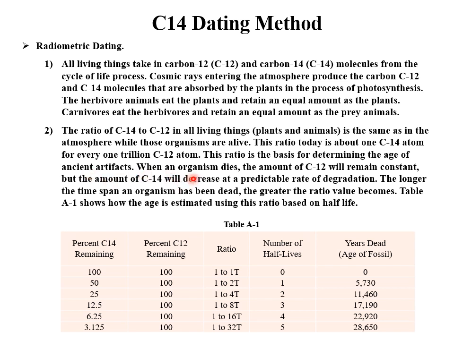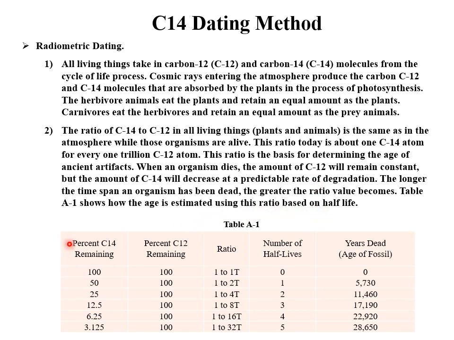When an organism dies, the amount of C12 will remain constant. It's a very stable molecule. But the amount of C14 will decrease at a predictable rate of degradation. The longer the time span an organism has been dead, the greater the ratio value becomes. Table A1 shows how the age is estimated using this ratio based on half-life.